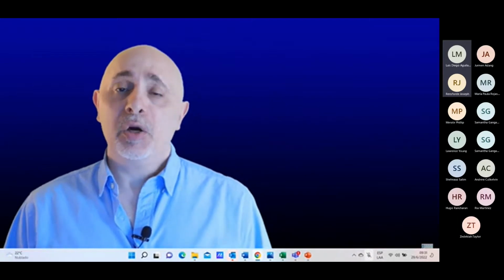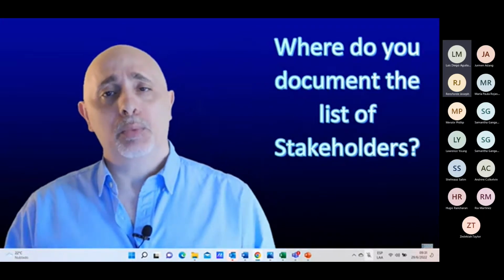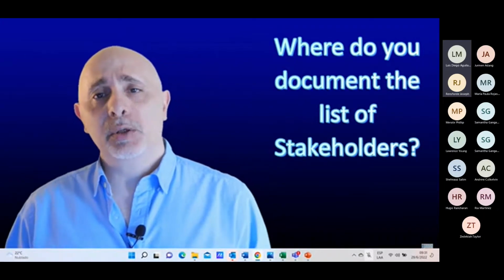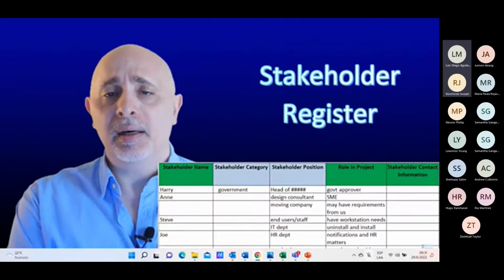So once you've identified all of your stakeholders, where do you track them? Do you just remember it, or do you put it on a tool, a document? Well, there is an Excel sheet that you could put it on. It's called the stakeholder register, and here's an example of it here.